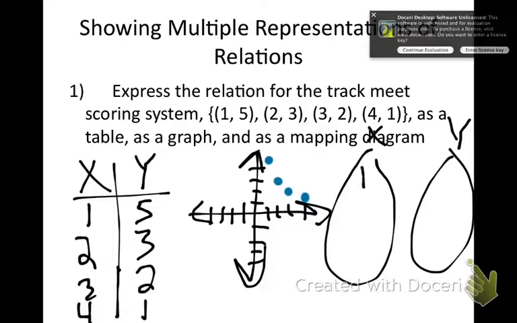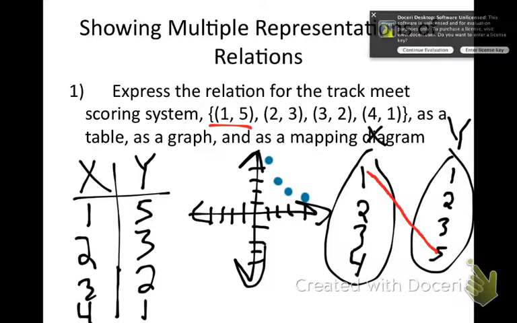So I have my x values of 1, 2, 3, and 4. My y values are 1, 2, 3, and 5. A mapping diagram expresses where they go. So for example, 1 is paired with 5. It expresses that by showing a line: 1 goes to 5.